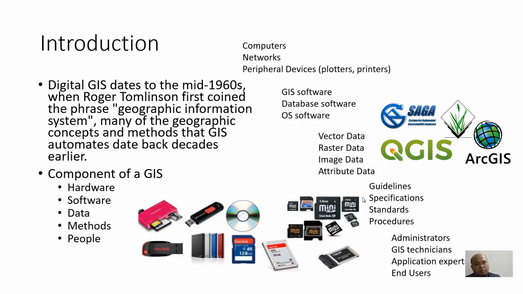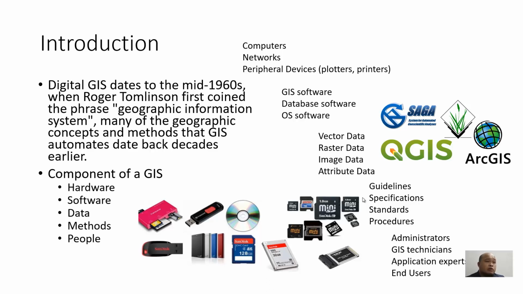Okay, mapping goes way back. All right. So to perform this digital GIS, there are several components that we need to have in order to conduct it better. The first one is the hardware, followed by software, data, methods, and people.